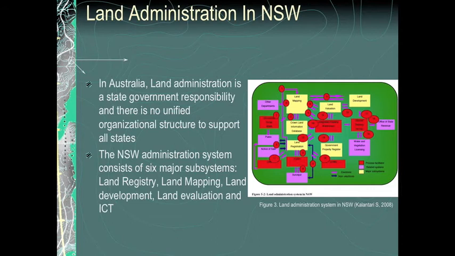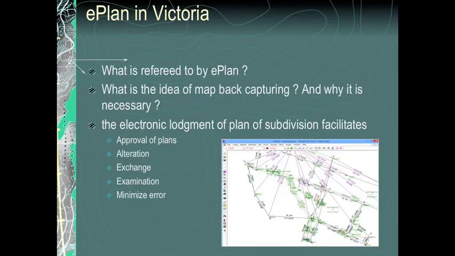Now, after presenting the background in land administration, let's go to the main part of my research, the accuracy of the plan back capturing, and why I started this research. For a start, I'm going to explain the E-Plan in Victoria. A few years ago, the lodgement system in Victoria relied on many manual processes and used a large amount of paper, which is inadequate for the current demand.